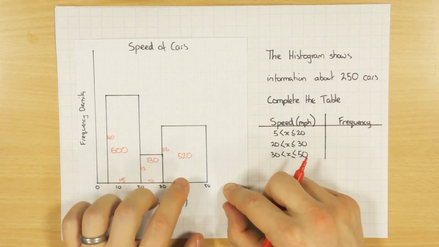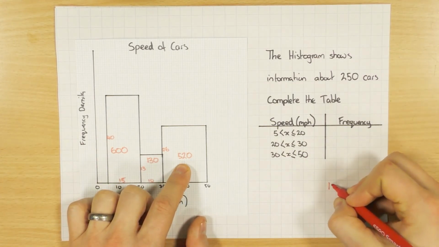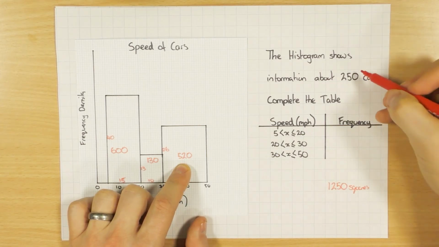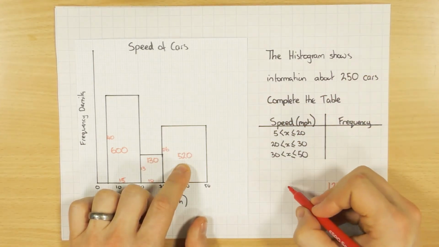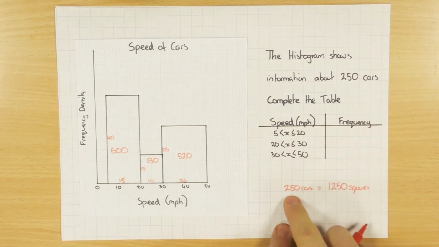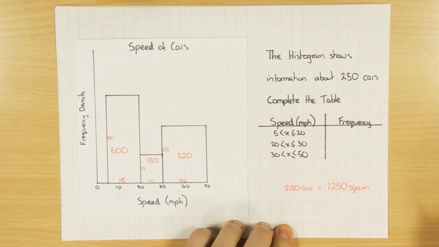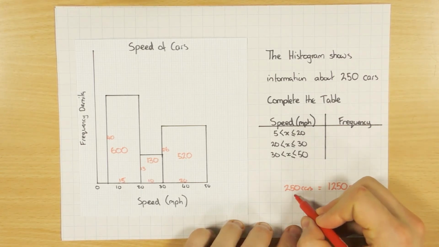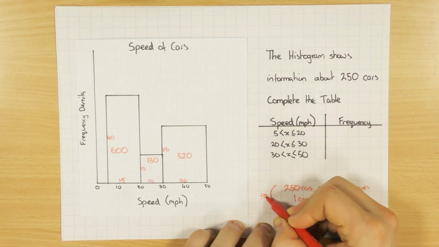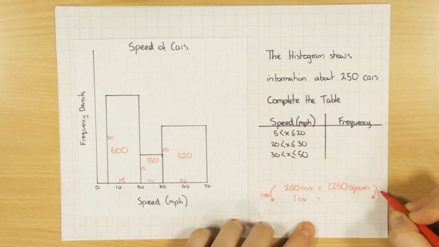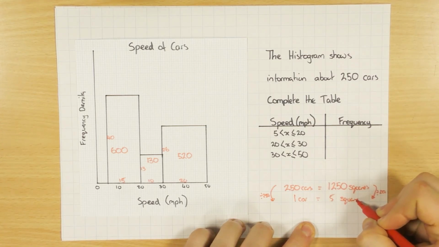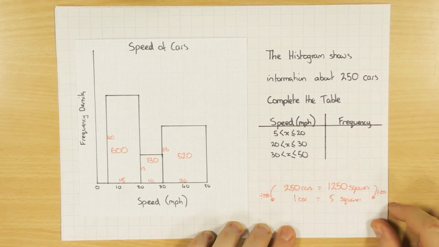Now if I add up all these squares, I have 1,250 squares, which is the total. And I know the total amount of cars is 250 cars. Okay, so I know that 250 cars equals 1,250 squares. So let's find out what one car is worth by dividing by 250 both sides, which is 5. So 5 squares equals 1 car.